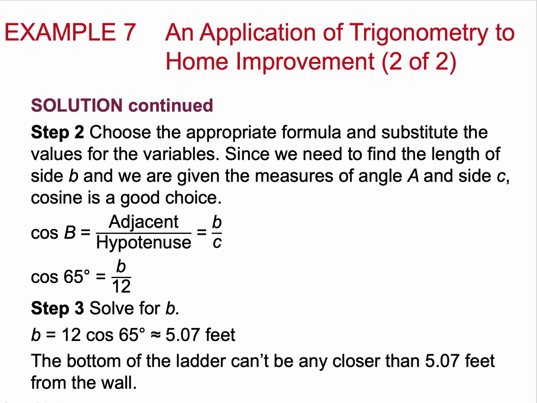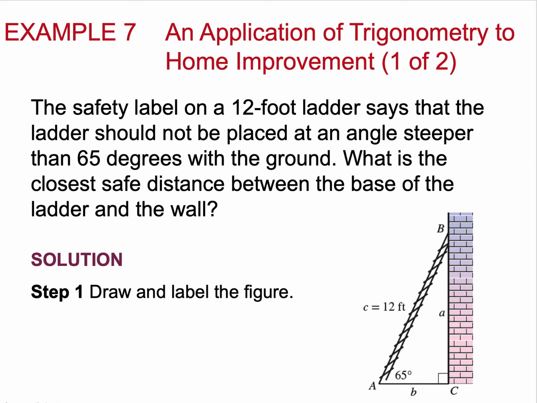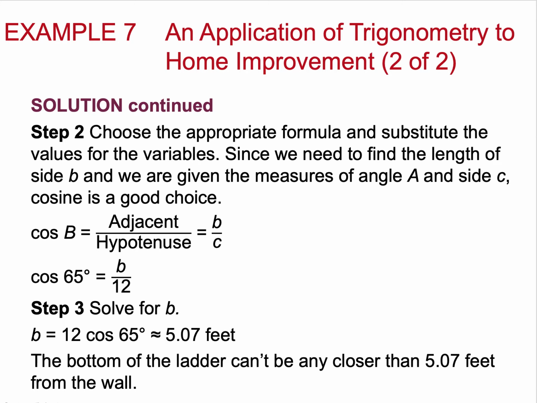So I have to choose the right formula. If I go back to the diagram, I know the hypotenuse, and I know angle A is 65. And it wants to know the distance from the base to the wall, which is little b. So that would be my adjacent and my hypotenuse, which is why I chose cosine. Now to solve for this, I'm going to multiply both sides by 12, and I get 5.07 feet. So that's a great way of looking at how to do this problem.